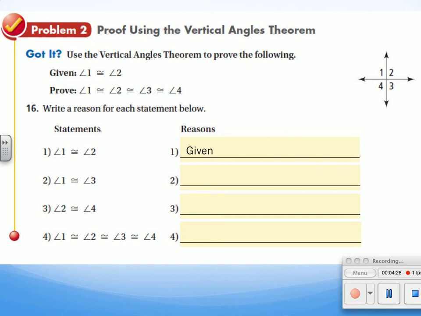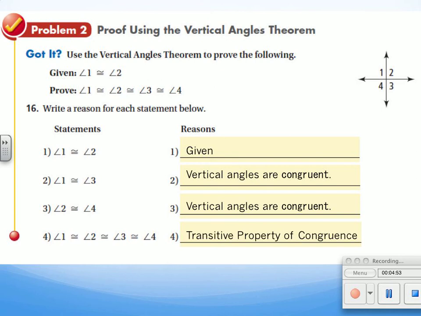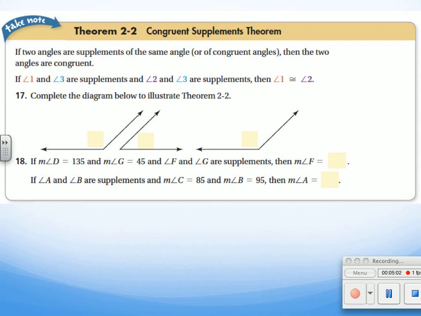The second step, angle 1 is congruent to angle 3, is because vertical angles are congruent. Angle 1 and angle 3 are vertical angles. Angle 2 is congruent to angle 4 because vertical angles are congruent. And finally, angle 1 is congruent to angle 2, which is congruent to angle 3, which is congruent to angle 4, is just a really big use of the transitive property of congruence. So that's how we solve problem 2. Let's look at another theorem.